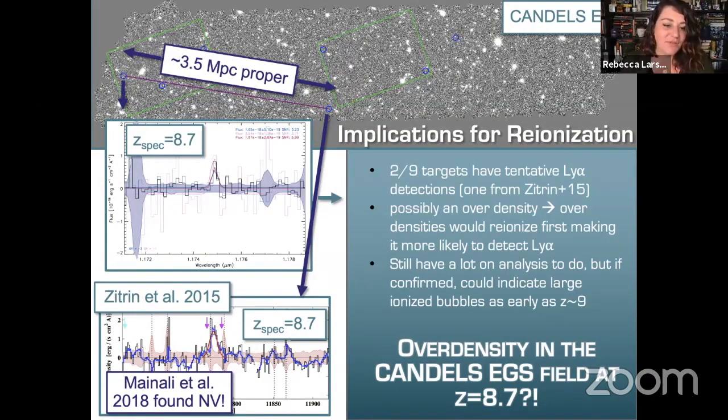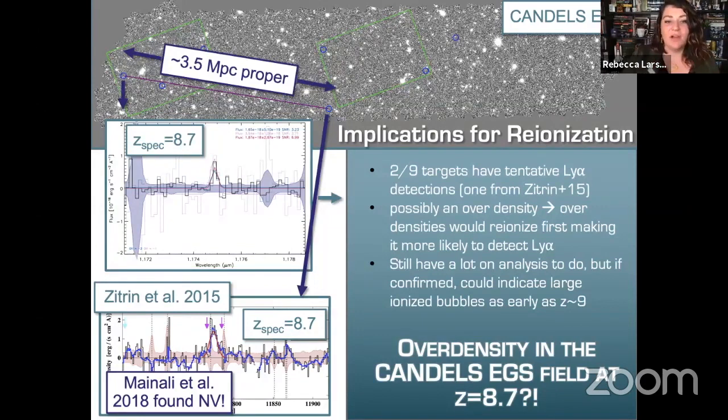Zitrin in 2015 found this Lyman alpha emitting galaxy, and I've drawn this circle right here. Behind us is a stamp of the CANDELS EGS field. You can see that a lot of our targets are in the EGS field, and the green squares are where we put our MOSFIRE pointings. We didn't look at Zitrin's object because we already have a redshift for it, so we focused on getting data from some of our other candidate galaxies.